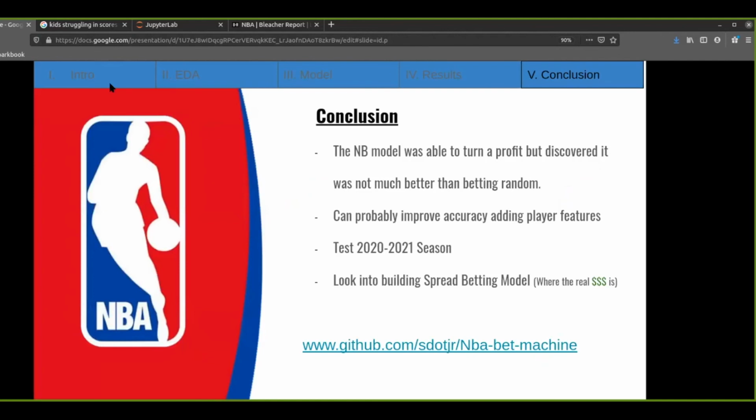In conclusion, the naive Bayes model was able to turn a profit, but after some tests, I discovered it wasn't much better than betting at random. So I'd want to improve accuracy by adding player features and then also testing it on different seasons, like this current season, as more games are played. And then I also want to look into building a spread betting model, because that's where the real cash is at. So anyone who's interested in trying out this project, you can check it out in my GitHub below.